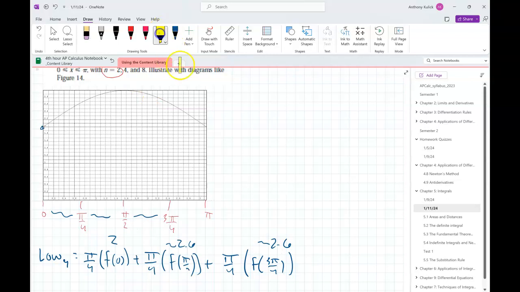And then if I look at the last subinterval, again, the width is pi over 4. And the value there looks like the lowest spot is at pi, which looks like 2. And there we go. That's it. Now you grind it out in your calculator and you're done.